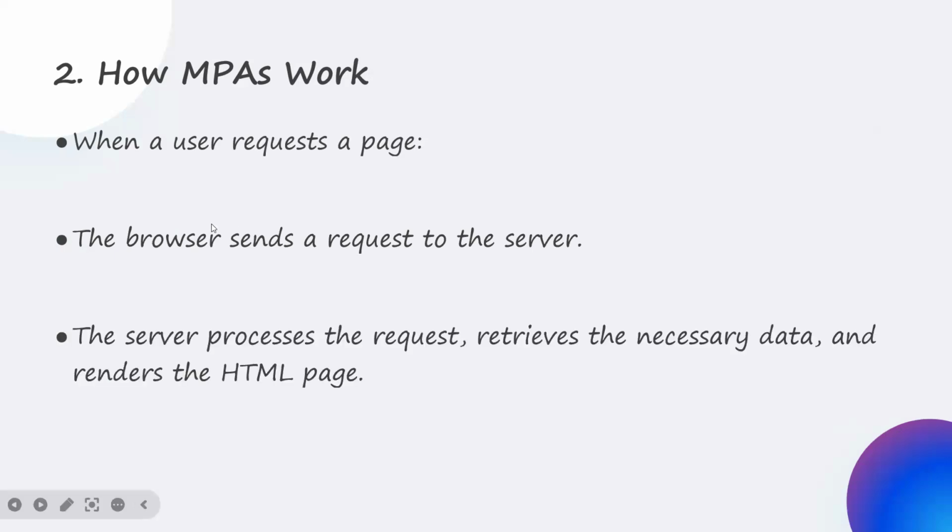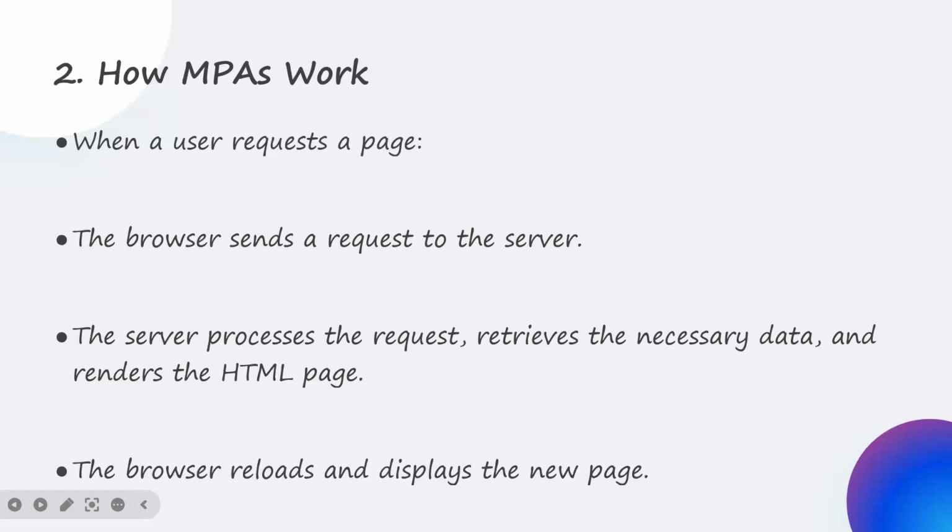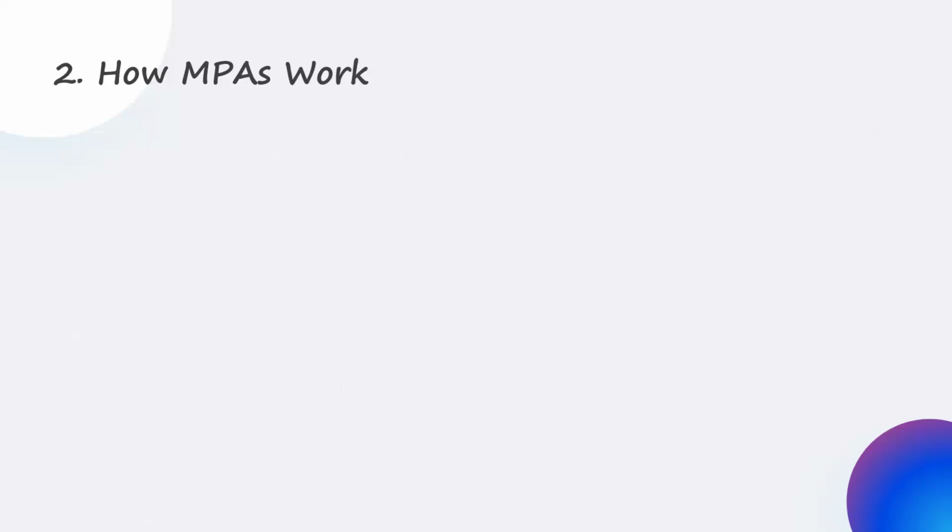So once the server processes the request, retrieves the necessary data, and renders the HTML page, then the browser will now reload and display the new page, okay? So this is how it works. The user requests a page by clicking a link. Once you click a link, the browser will send a request to the server. The server will process the request, check what you want, do the necessary data processing, and give you the HTML page. Then the browser will now reload it for you and display the new page. So this is how it works.